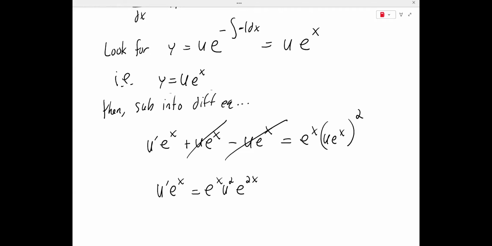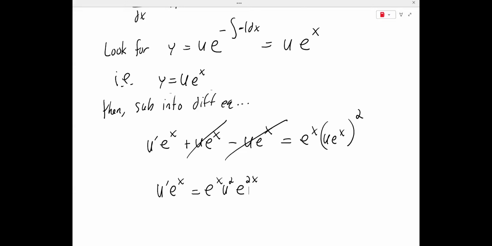I am wondering, you set this up to always get a cancellation? Yes. So the cancellation like this works nicely for linear equations and for Bernoulli equations. Other ones we do later, it won't. We'll have to do another way. But for linear and Bernoulli, you can do this.